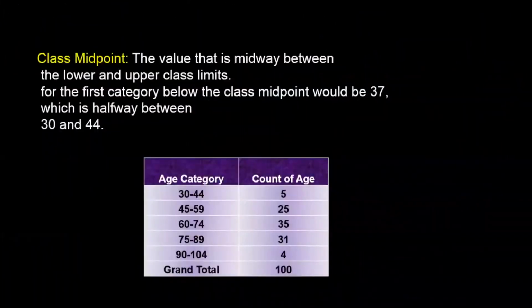Another term you need to be familiar with is the class midpoint. This is the number we frequently use to represent a class or a category. It is the number that is midway between the lower and upper class limits. So for our example, the class midpoint for the first category would be halfway between 30 and 44, or 37.